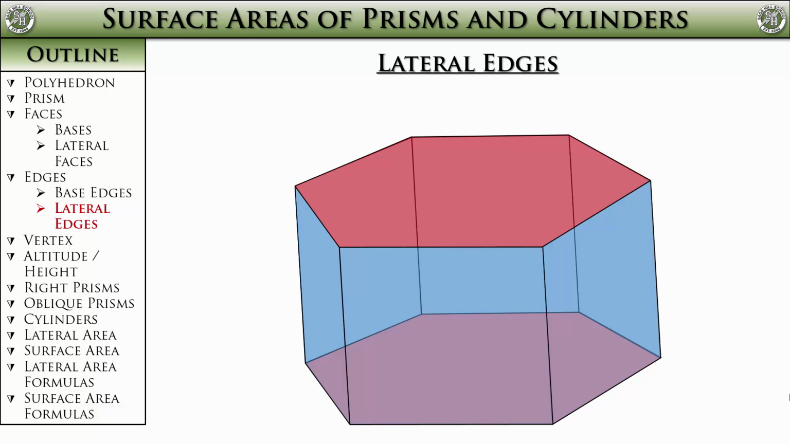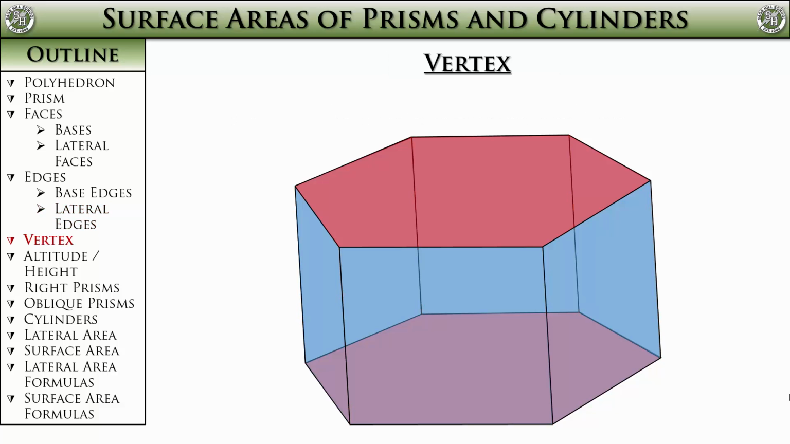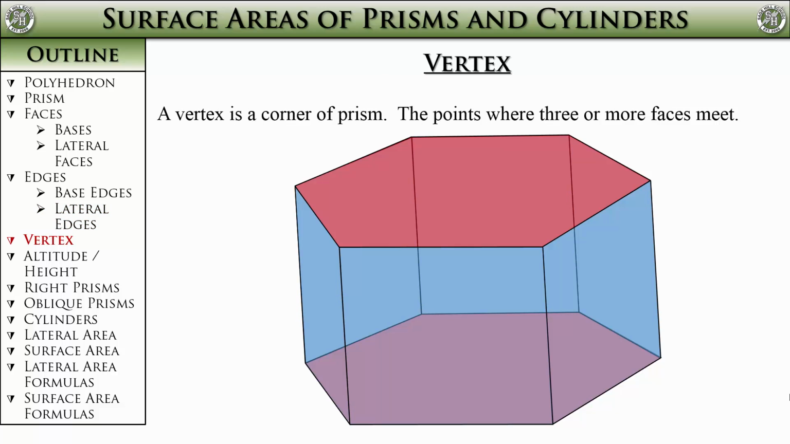If those are the base edges, then by the process of elimination you should be able to figure out which ones will be the lateral edges. But officially the lateral edges are the edges in between two lateral faces. I have once again highlighted them in red here. Vertex you can probably guess without me telling you. Officially, a vertex is a point where 3 or more faces or edges meet. I have highlighted 5 of the 12 vertices of this prism.